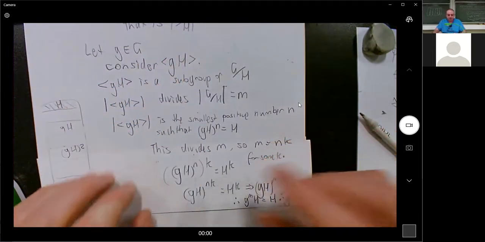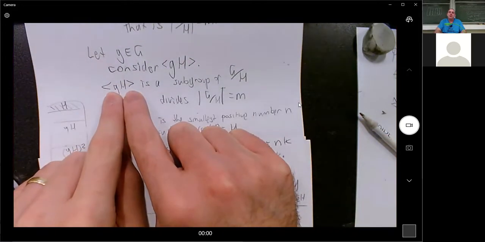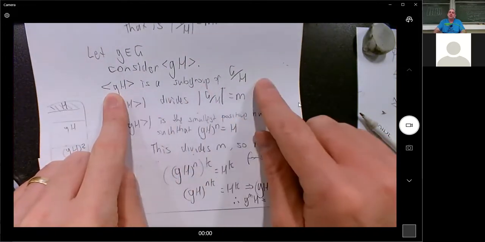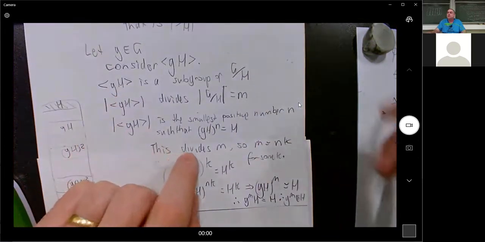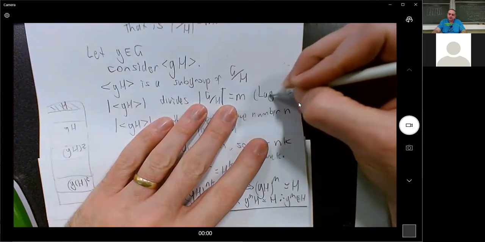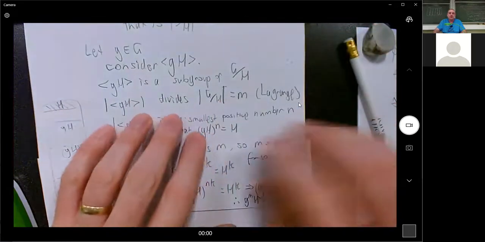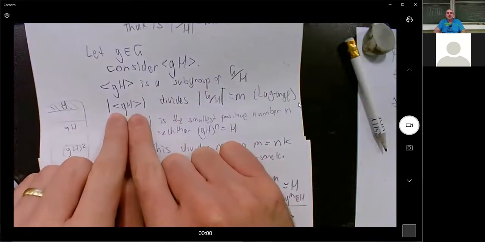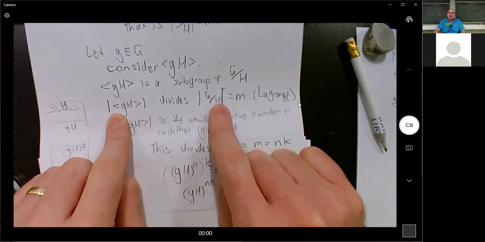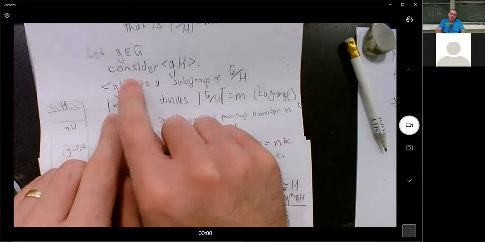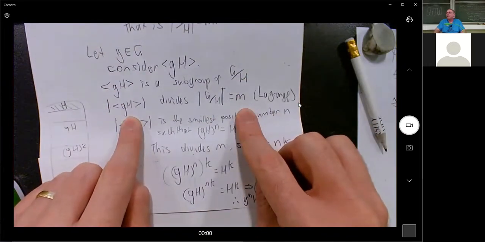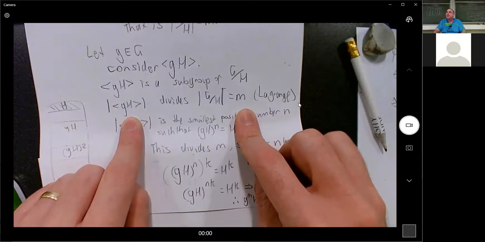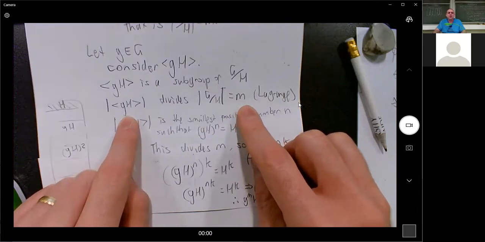Anyway, so the cyclic group generated by gH is a subgroup of G factor H. Therefore, by Lagrange's theorem, the size of the cyclic group generated by gH divides the size of this group, because subgroup sizes divide group sizes. The official wording is order, isn't it? The order of a subgroup divides the order of a group.